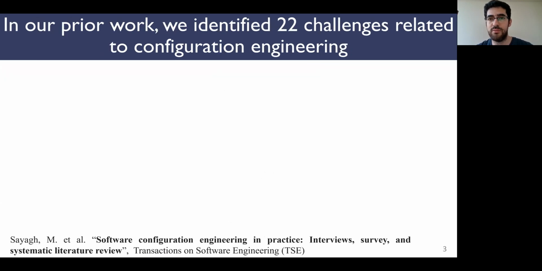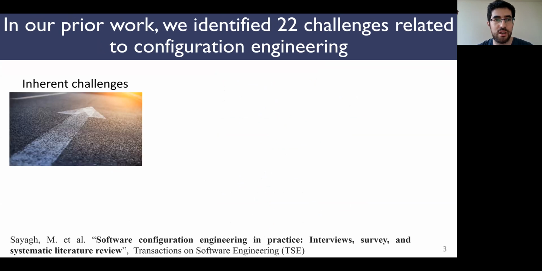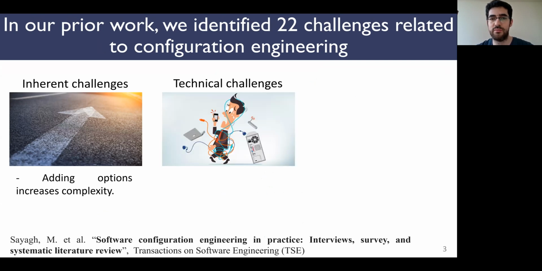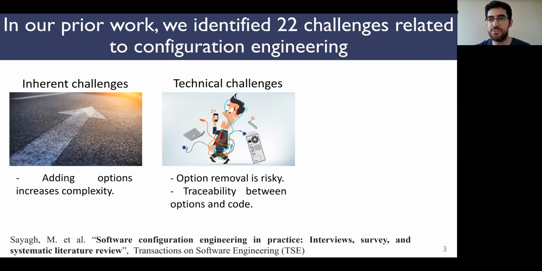And in prior study, we found that developers face 22 challenges related to the configuration engineering process. Some of those challenges are inherent challenges, like adding options increase complexity. Other challenges are technical. For example, removing options is risky. We found that people do not remove configuration options because they don't know the impact of each of their configuration options. The traceability between options and code is also challenging.